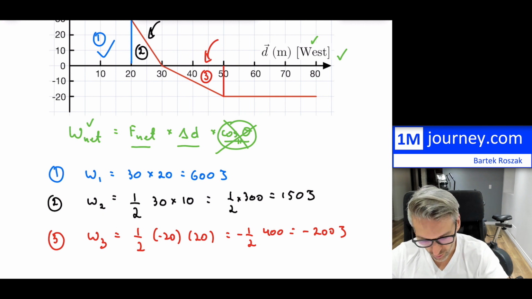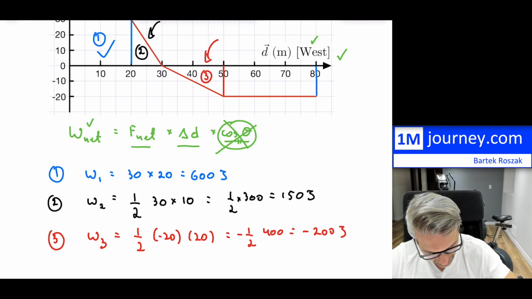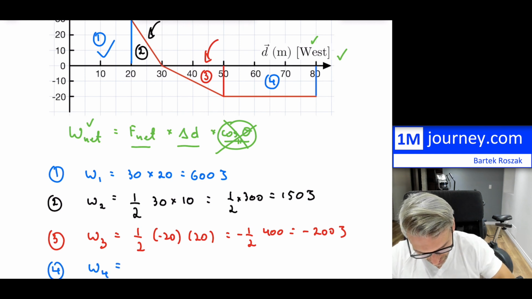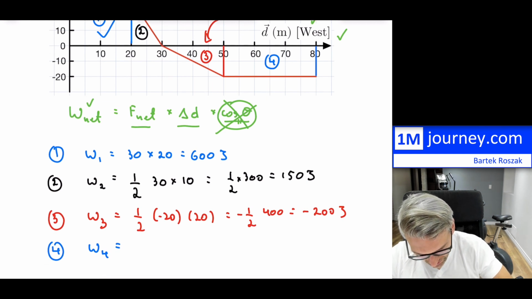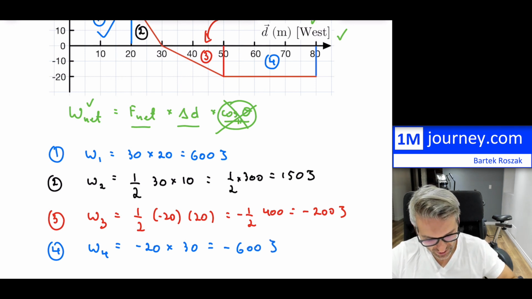All right, and then we have just one more piece at the end there. That's going to be this piece right there, piece number 4. So work number 4 equals, and what we have is just a rectangle, so -20 multiplied by the distance from 50 to 80, so the displacement is 30, which is going to be -600 joules. All right, so there you have it.